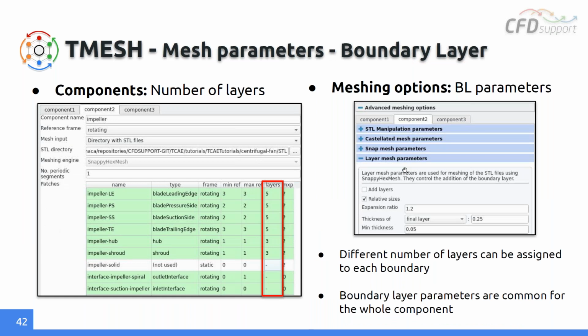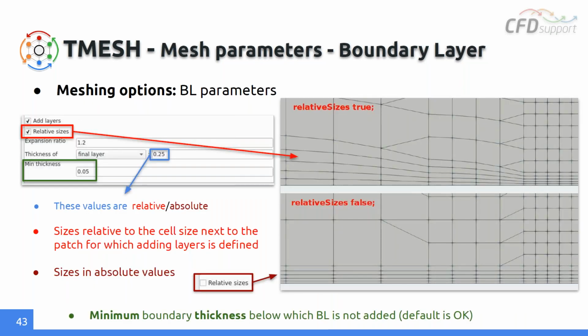Yeah, the inflation layer or boundary layer can be added. The task is simple. In the layer column, you set how many layers you want to add. And in the advanced meshing options for each component, you can set the parameters of the boundary layer. Yeah, so here's the description of how the boundary layer parameter works.